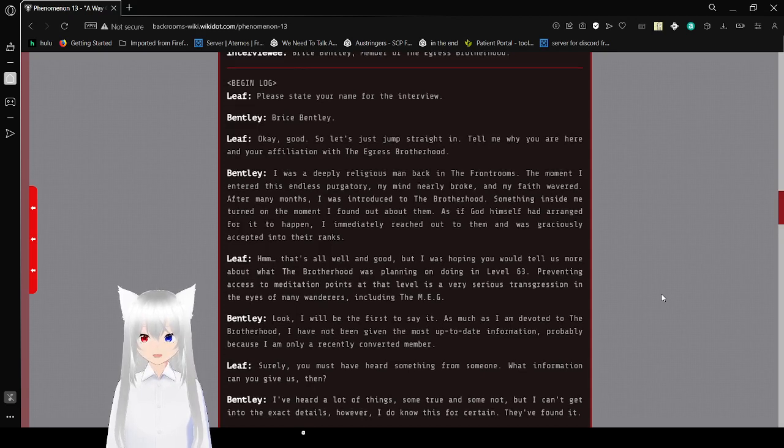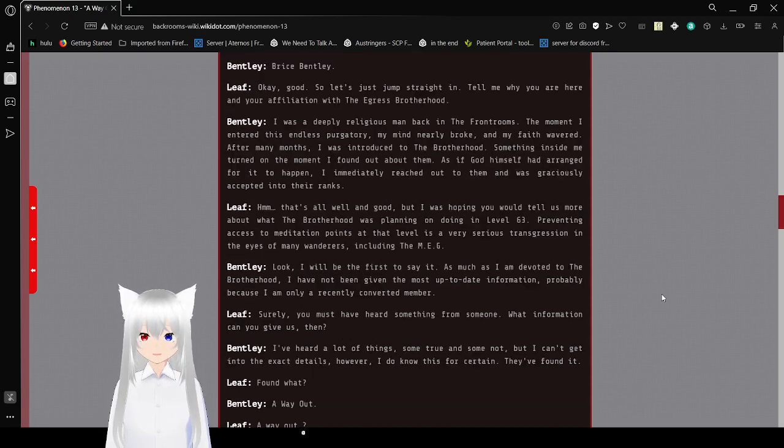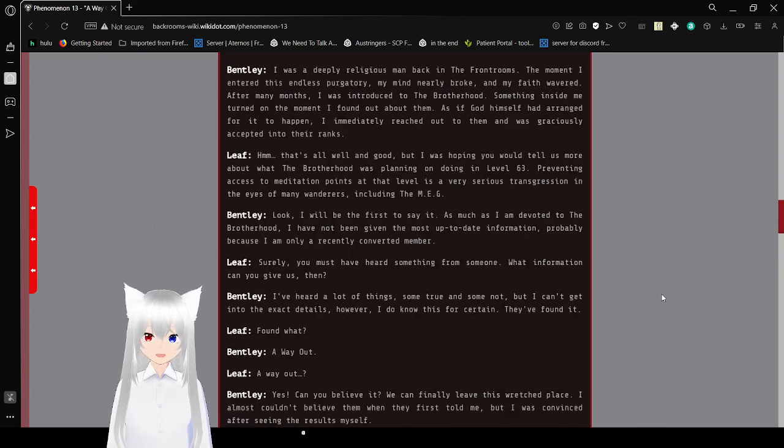I was a deeply religious man, and back in the front rooms, the moment I entered this endless purgatory, my mind nearly broke and my faith wavered. After many months, I was introduced to the Brotherhood. Something inside me turned on the moment I found out about them, as if God Himself had arranged for it to happen. I immediately reached out to them and was graciously accepted into their ranks.